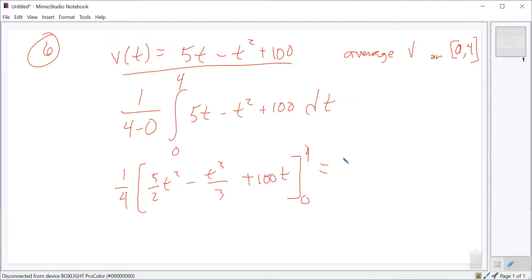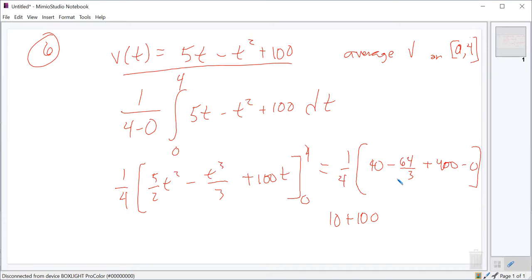All right, so anyway, plug in your 4. So we got 4 squared is 16 over 2 is 8 times the 5 is 40. And then we got 64 thirds, and plus 400, and then minus that 0, like we said. And I don't know, what does that come out to be? That's 40 plus 400, and then minus 64 thirds.